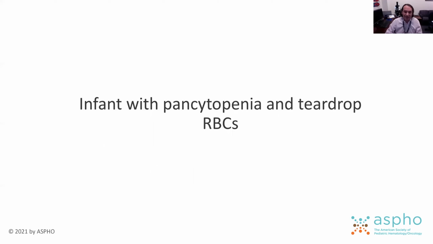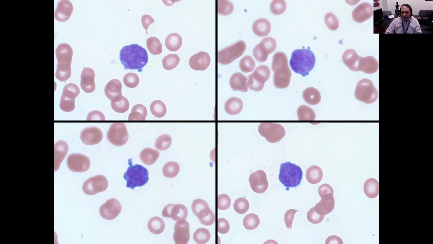The next infant is an infant with pancytopenia and teardrop red cells, suggesting something like marrow replacement. Here are the blasts in this case. They're not huge blasts. They're kind of lymphoblast in size. They kind of have lymphoid chromatin. Some of them have bigger nucleoli, but many of them seem to be shedding off these things, some of which are often looking like platelets in the peripheral blood.